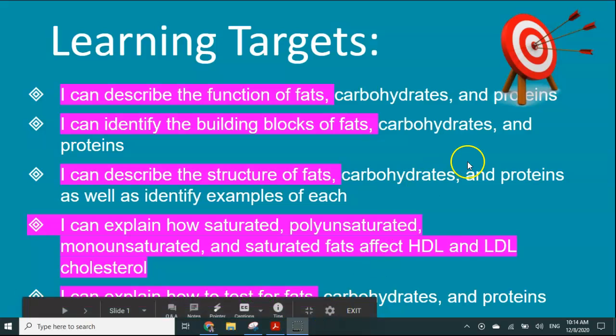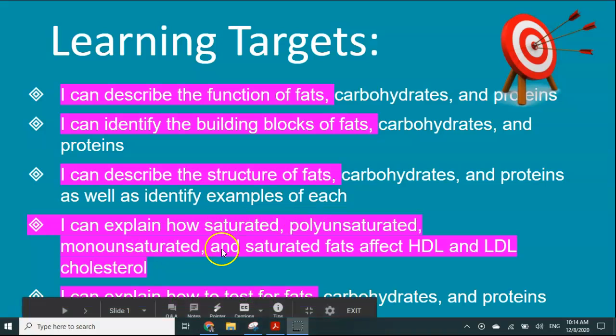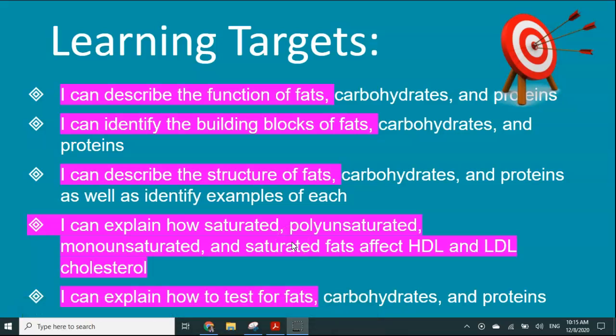Today we're going to be talking about fats. Here are our learning targets. We need to be able to describe the function, the building blocks, and the structure of fats. We're going to learn about different types of fats: saturated, polyunsaturated, monounsaturated, and saturated fats. And then we're going to learn how we can test for fats.